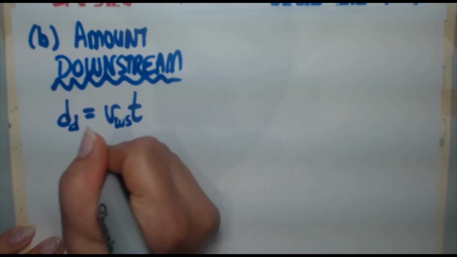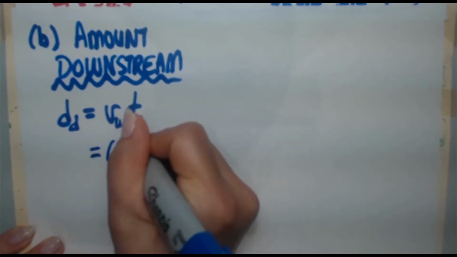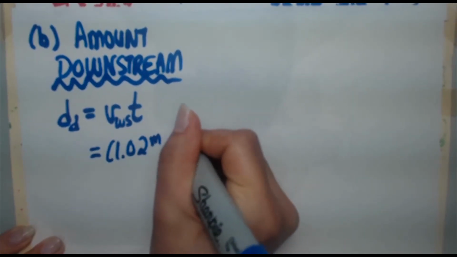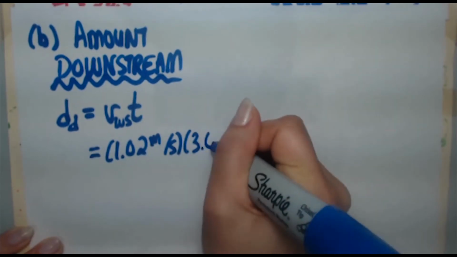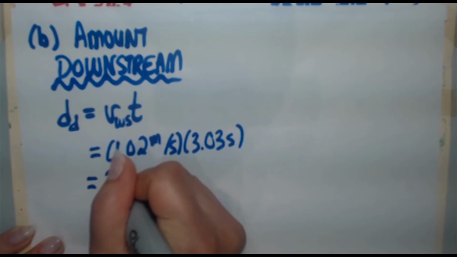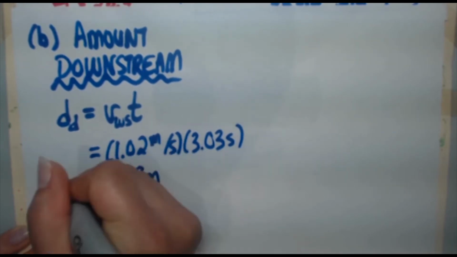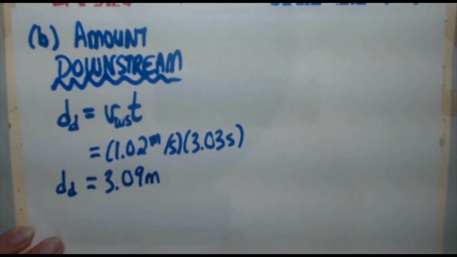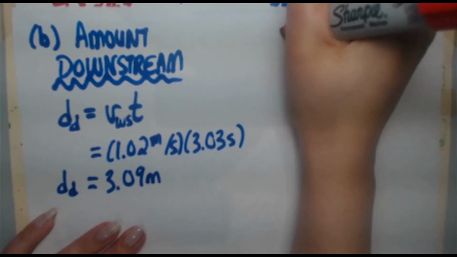So let's plug it in. VWS is 1.02 meters per second, and it asks us relative to 3.03 seconds. If you multiply the two of those together, you're going to get 3.09 meters. So the boat's going to be 3.09 meters downstream. Now, how about across the river?